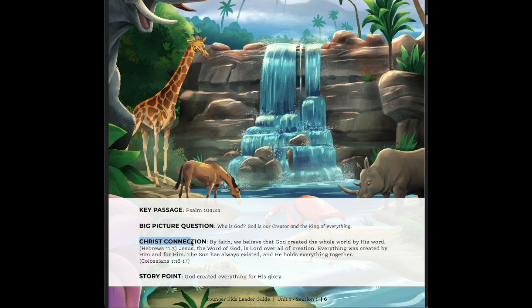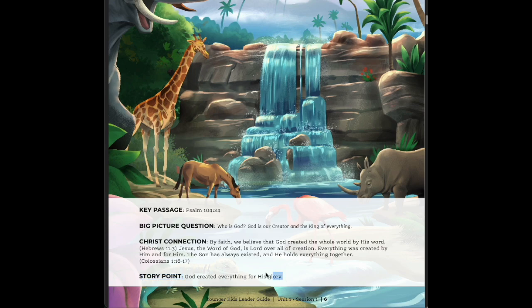And as I said earlier, the Gospel Project always connects each passage to Christ. And for the kids' curriculum, it cites Hebrews 11:3, Colossians 1:16 through 17, saying that Jesus is the Word of God, that all creation was created for and by Him. And the story point is a one-sentence summary of the whole session for the week. And it's God created everything for His glory.